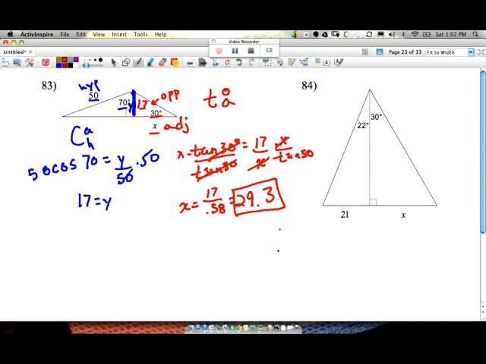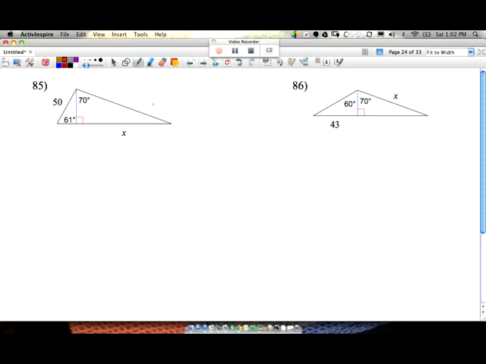We got 50 degrees. Let's go blue group, then red group. So not 50 degrees, 61 degrees, 50, and this blue line, which we'll call y again. Okay, so let's see, that y is opposite the 61 degrees, and then 50 is the hypotenuse. So we have opposite, hypotenuse, that means we're going to use sine. So sine of 61 degrees is equal to the opposite y over the hypotenuse 50.